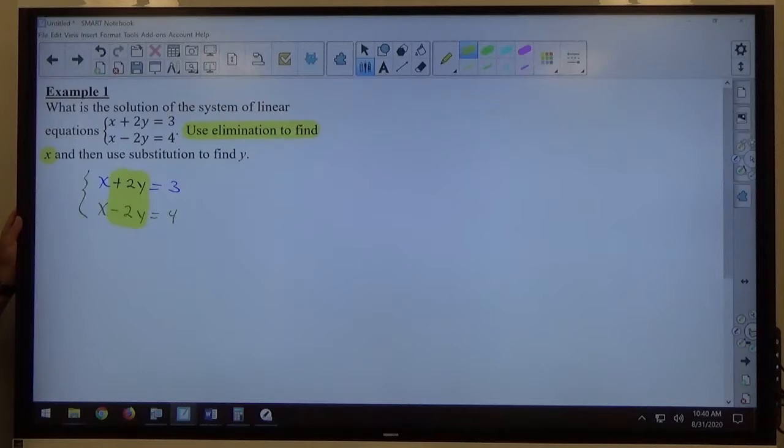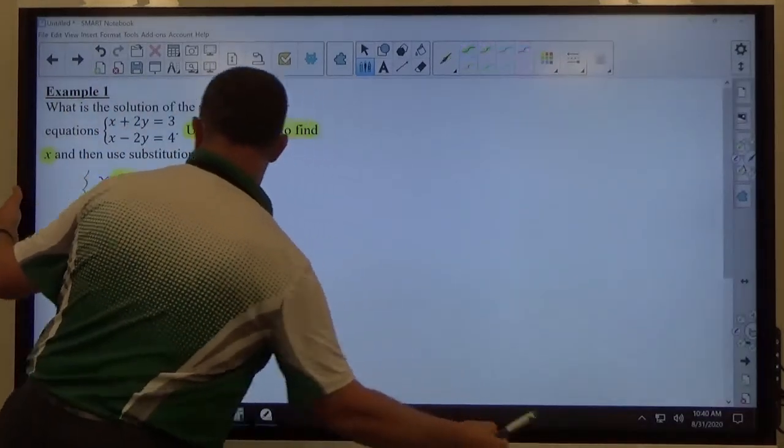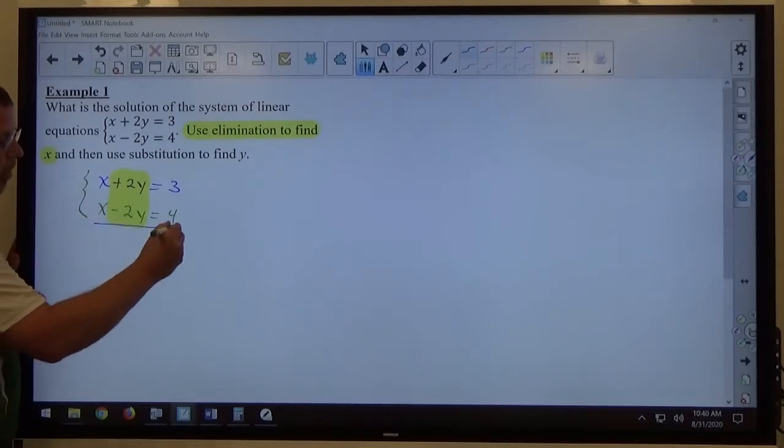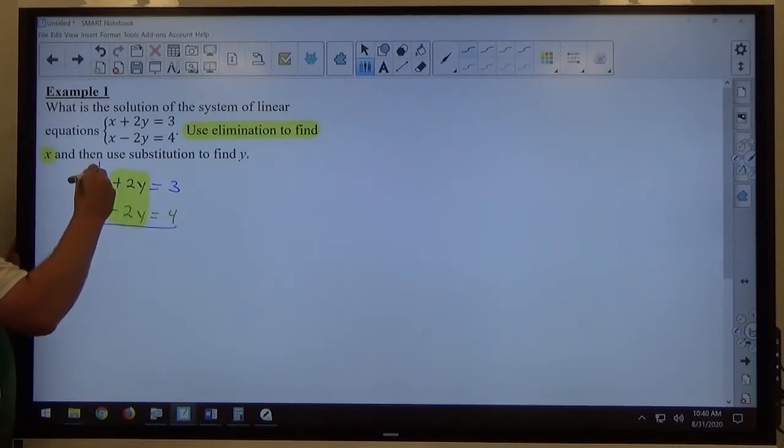If not, I've got to multiply to make them opposite. So if this said 3y and this said negative 2y, I've got to do some multiplication to make them the same opposite number, so positive 6y, negative 6y. But this one's set up, ready to go. Once I have the oppositeness of the numbers that I want to get rid of, I simply add the two equations together straight down, like terms.